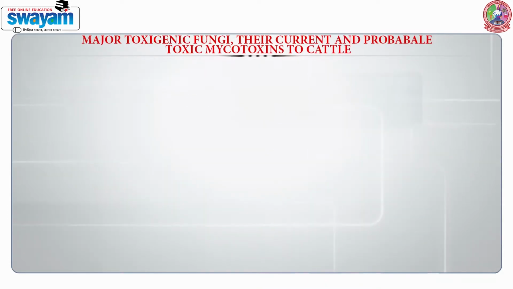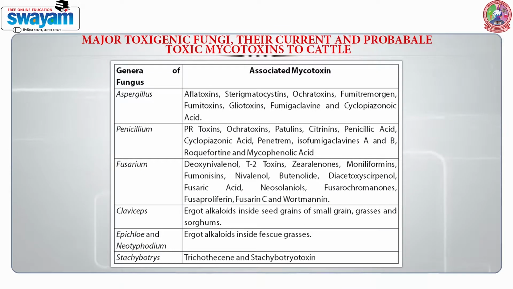Major toxigenic fungi and their toxins which are harmful to cattle: some of the fungi like Aspergillus, Penicillium, Fusarium, Claviceps, etc. are known to produce mycotoxins. The toxins produced by Aspergillus are aflatoxins, primarily ochratoxins, fumitoxins, gliotoxins, etc. The Penicillium produce citrinins, penicillic acid, roquefortine, mycophenolic acid, PR toxin, etc. The fungus Fusarium produces zearalenone, moniliformin, fumonisins, fusaric acid, fusarin C, etc. The Claviceps fungus is famous for producing ergot alkaloids inside the seed grains of small grain grasses and sorghums.